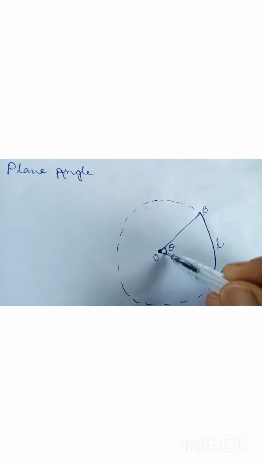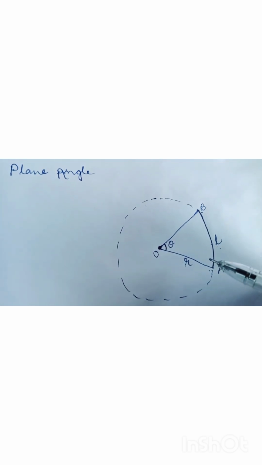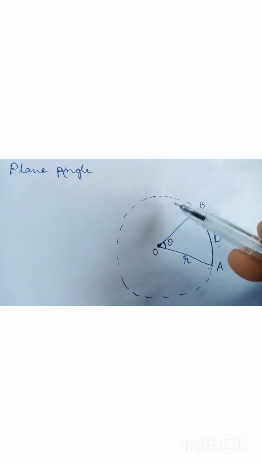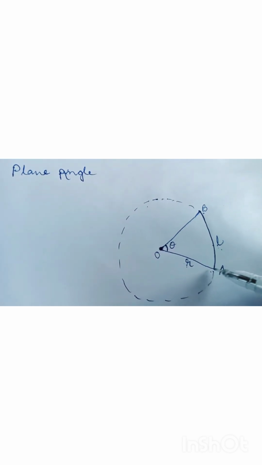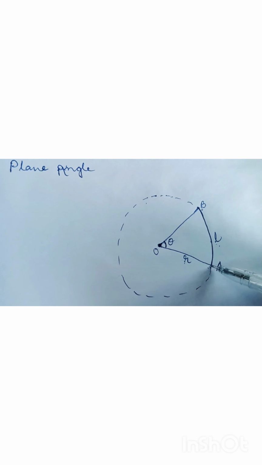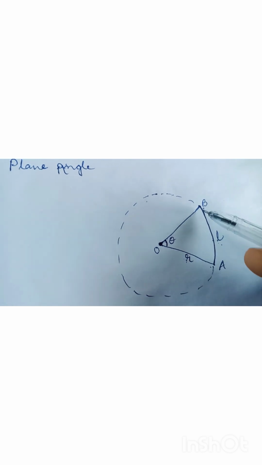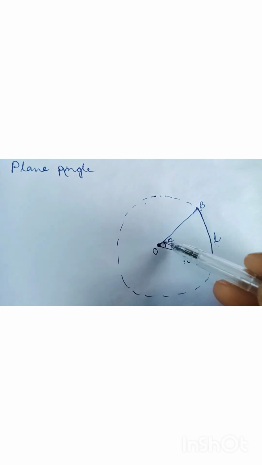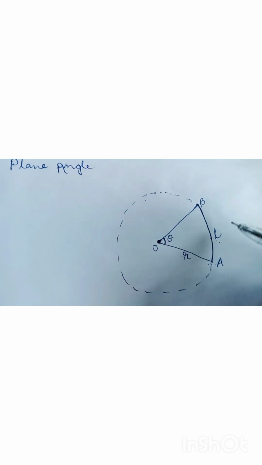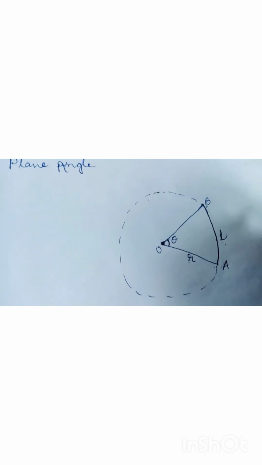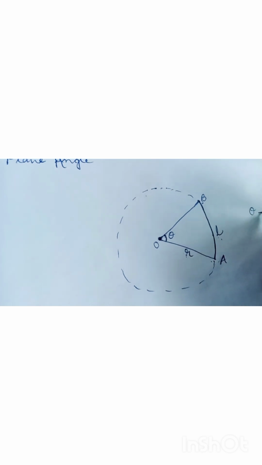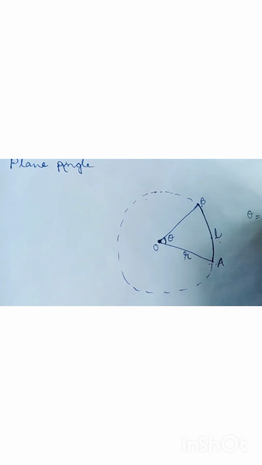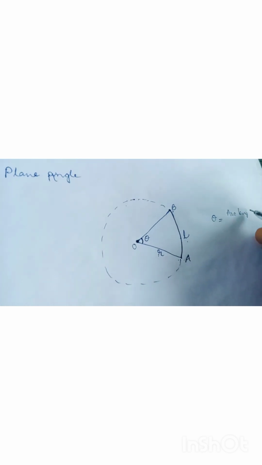So this angle is called plane angle because the circle is a two-dimensional figure. So the angle formed by arc AB at the center is a plane angle. This angle can be written as the arc length divided by the radius of the circle.